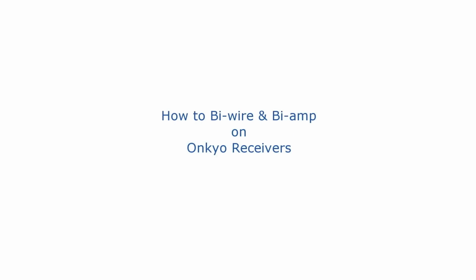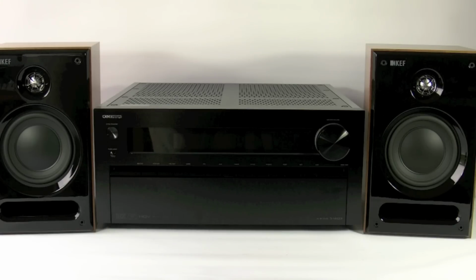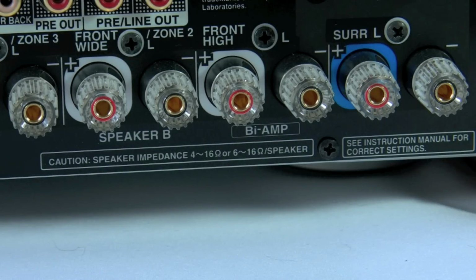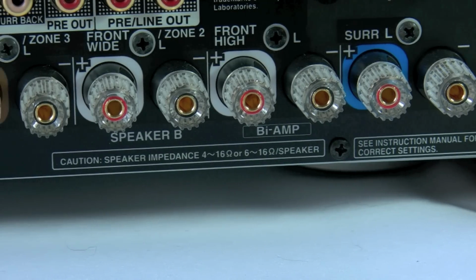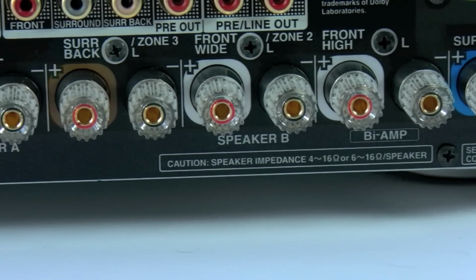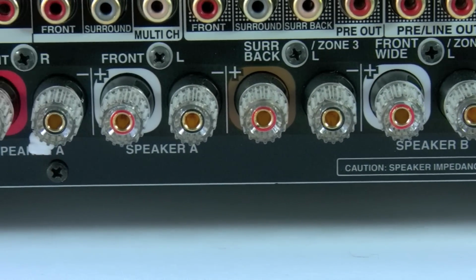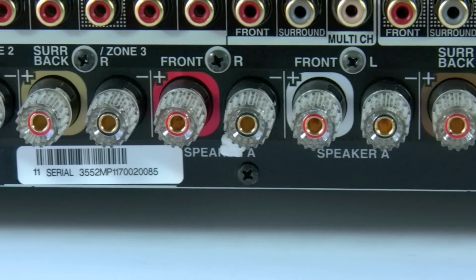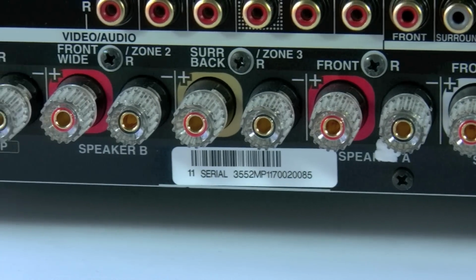Hi, and today I'm going to be showing you how to bi-wire or bi-amp using an Onkyo AV receiver. The first thing we need to do is make sure we've got all the black inserts out of the binding posts so we can actually use the good old banana plugs. And I'm going to show you how to do that right now.